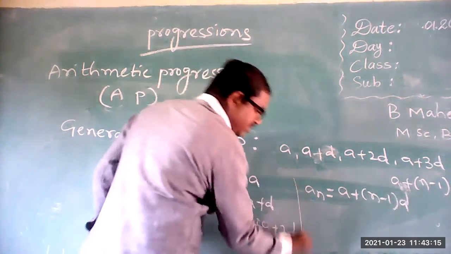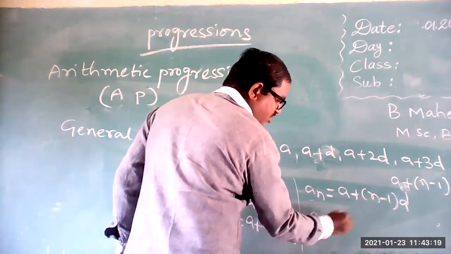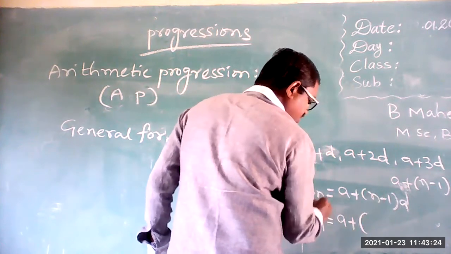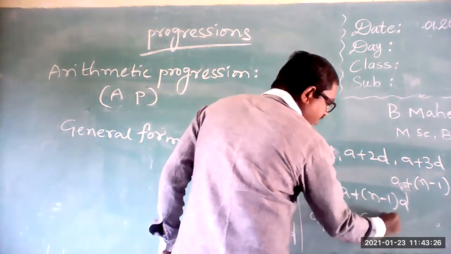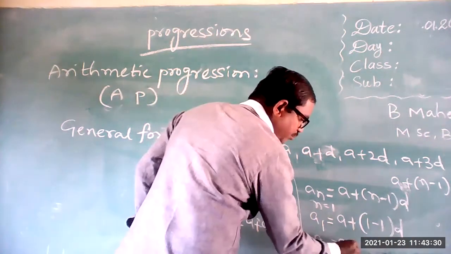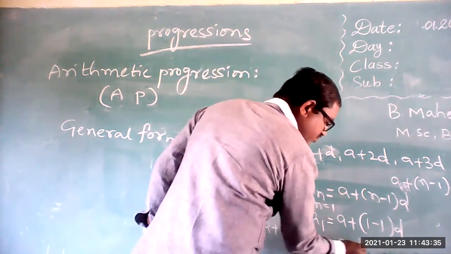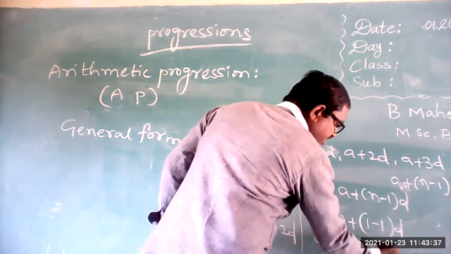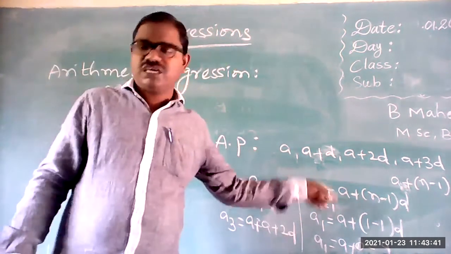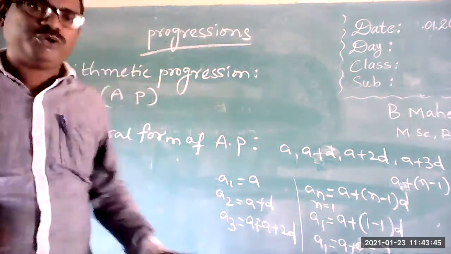For example, in the case of n equals 1, the first term A1 is equal to A plus (n minus 1) into D. What is the n value here? 1. So n is equal to 1, and 1 minus 1 is 0. So A1 is equal to A plus (1 minus 1) into D, which is 0 into D, 0. So A plus 0 is equal to A. So A1 is equal to A. By using the nth term, we can find the number of terms in a given arithmetic progression.